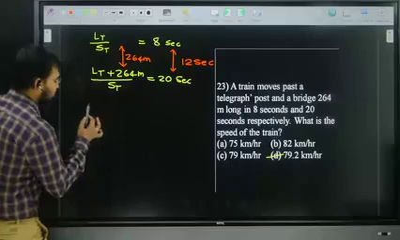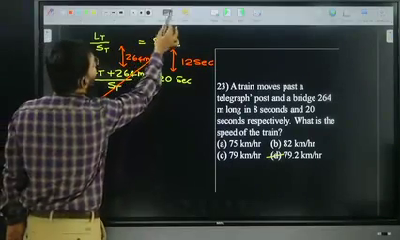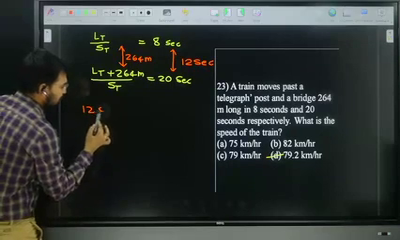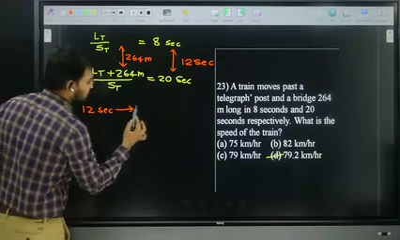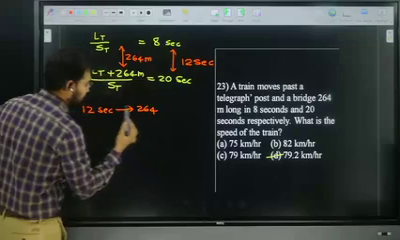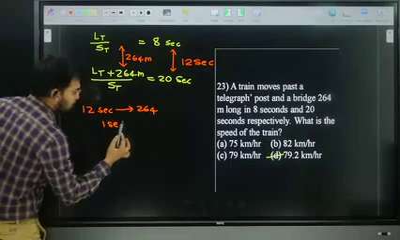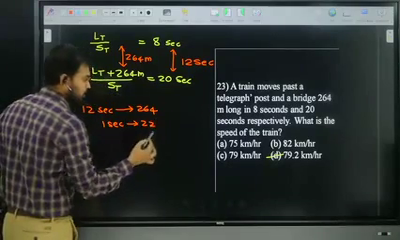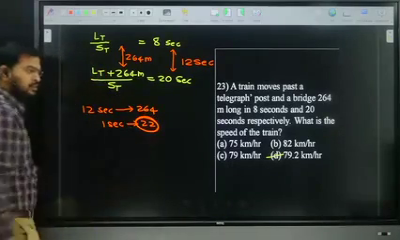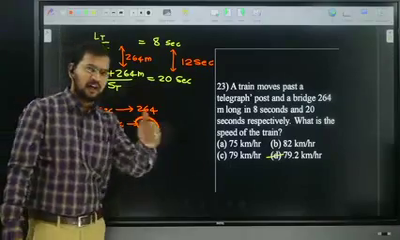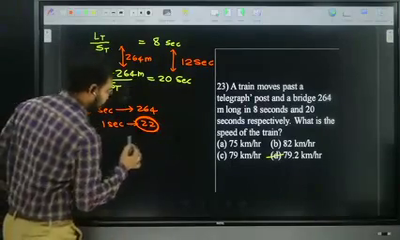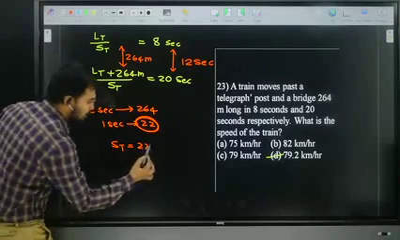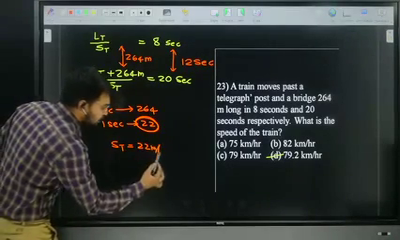12 seconds, 264 meters is nothing but, per 1 second, how much? 12 ones are 12, 12 twos are 24. So this is 22 meter per second. All of you clear? Therefore the speed of the train is equal to 22 meter per second.